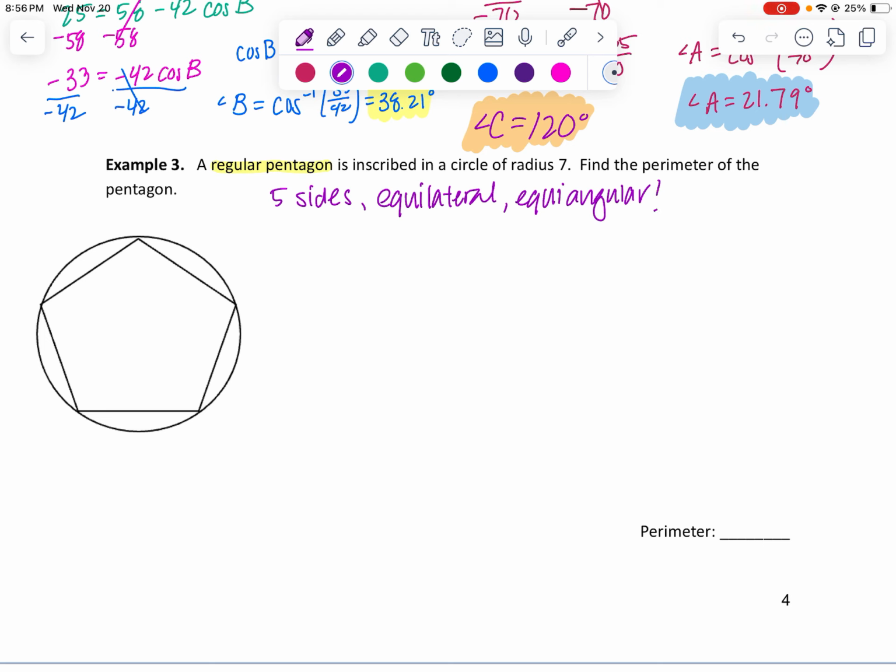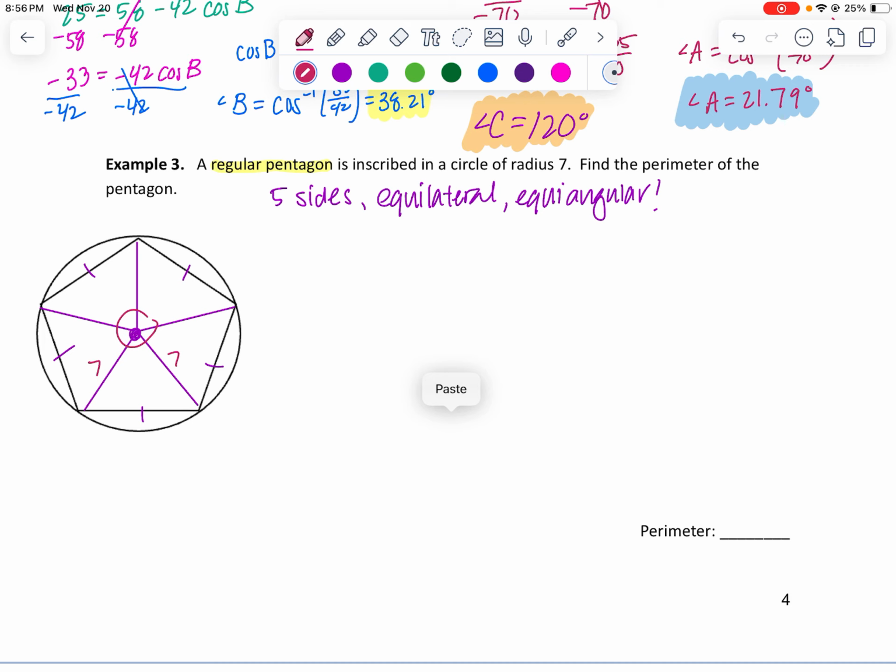Okay. So I'm actually going to make the center of my circle, and I'm going to drag these perpendiculars to that center point, creating me 5 pizza slices. Okay, again, all these sides are the same exact length, and all these angles are the same. Now we have a radius of 7, so these sides are 7.